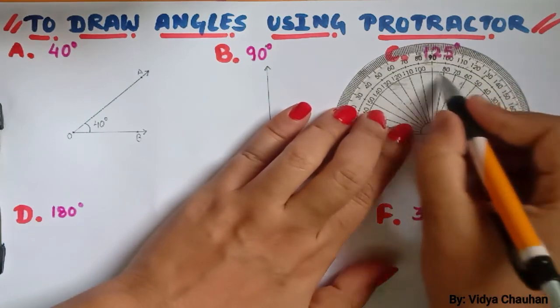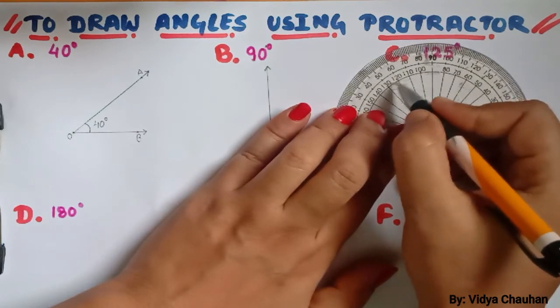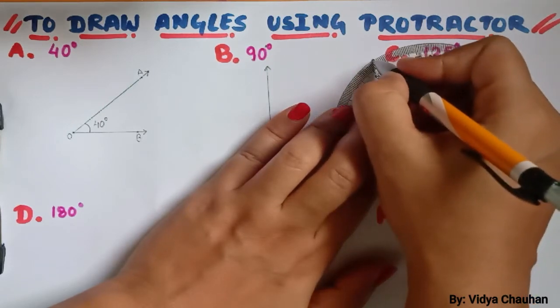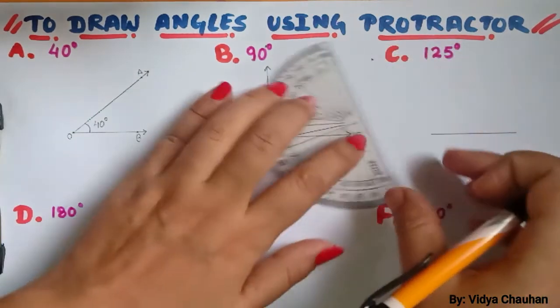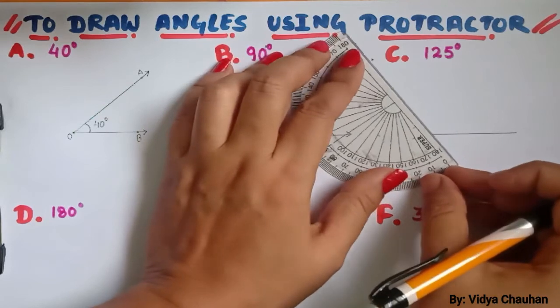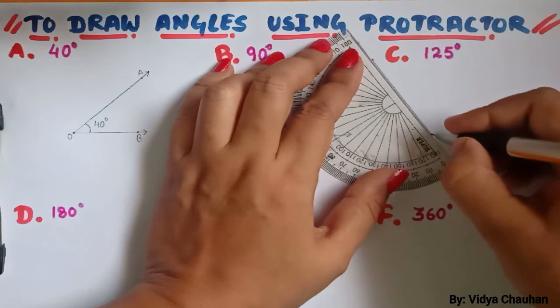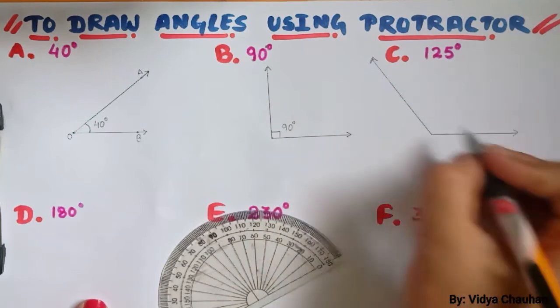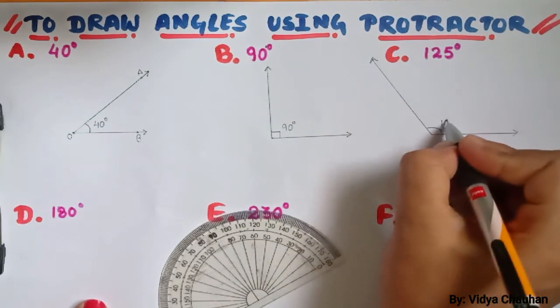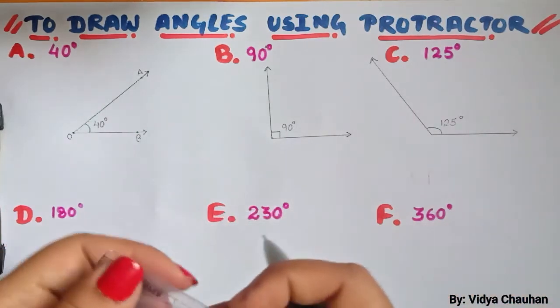So starting with 0, this is our 120, this is 130. So the center value between 120 and 130 will be 125. You will put a point, or you can say make a dot at 125 point and then join it with the initial point of the other ray. So with the arrow sign, we will complete our angles, and this angle is of 125 degree. So our third angle is also done, students.